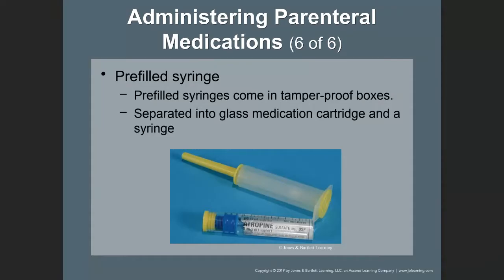Pre-filled syringe or pre-filled syringes. Pre-filled syringes come in tamper-proof boxes separated into glass medication cartridge and a syringe.